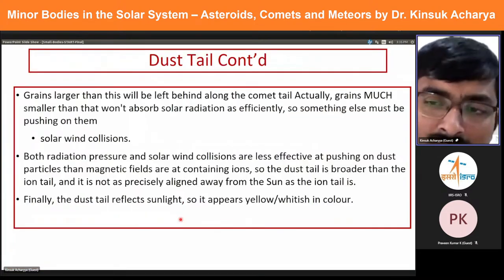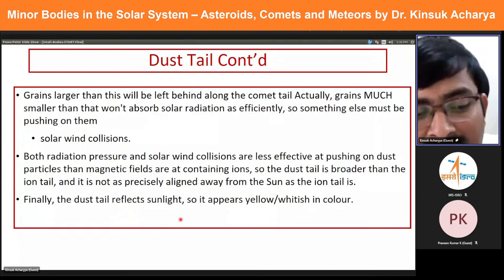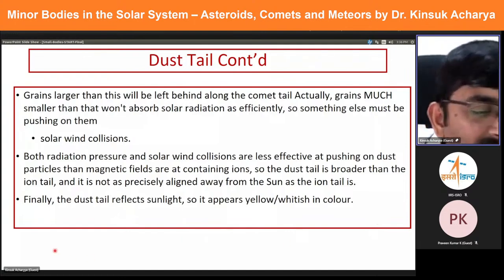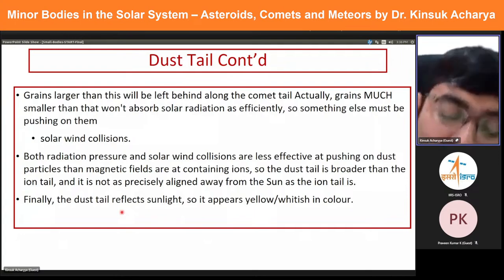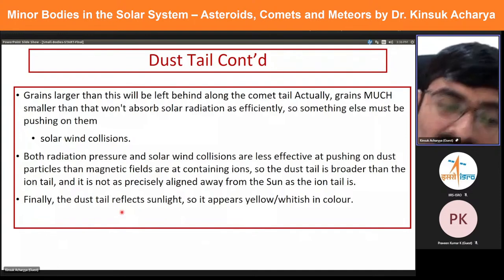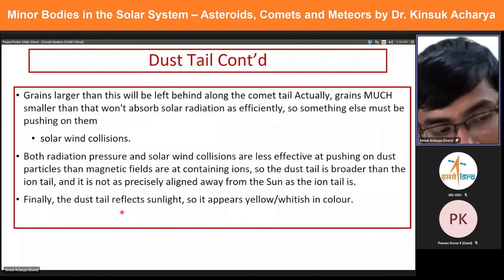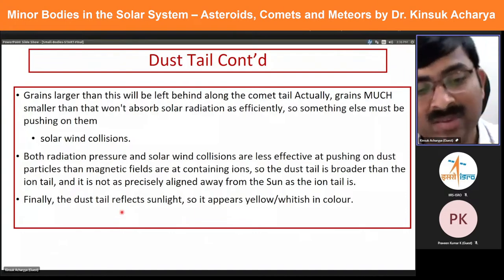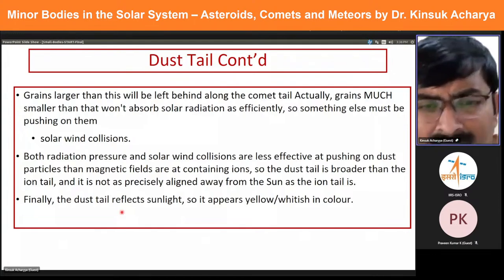Another thing I want to tell you is that, besides the ion tails I already talked about, you also see some whitish, bluish-white color. This is basically dust reflecting sunlight. So now you can understand how you get these colors when you see a comet. When you see the ion tail, you get blue, green, different kinds of colors. And when you see the dust tail, you get yellow and white, which is basically dust reflecting the sunlight.